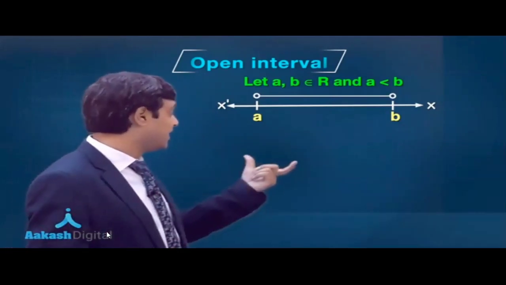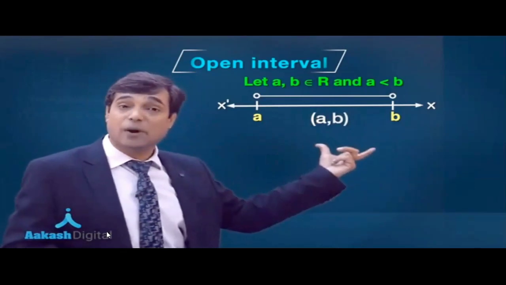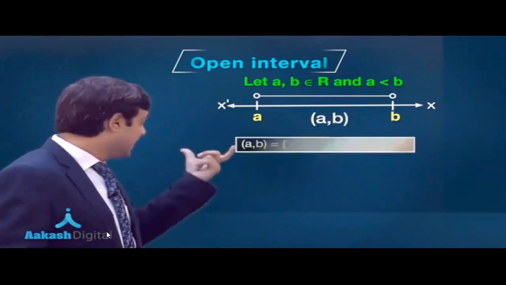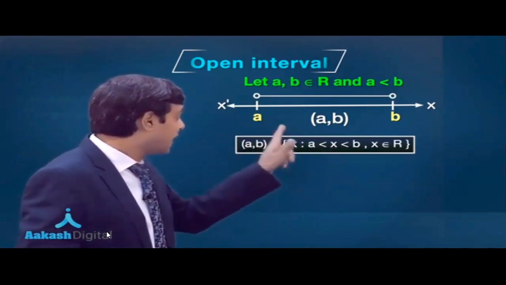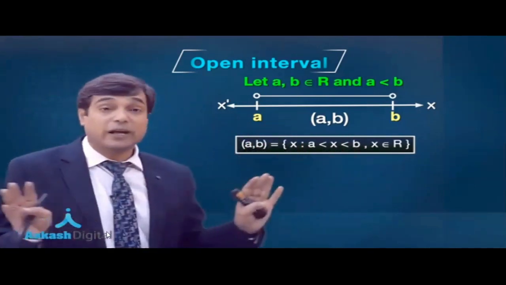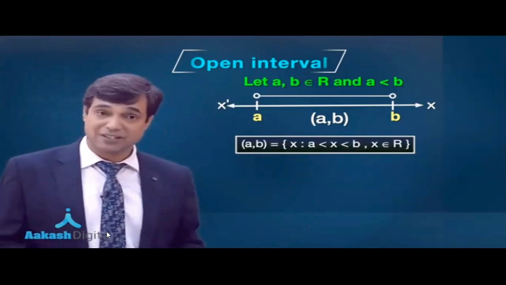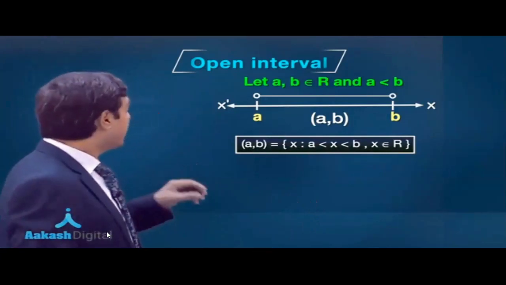And how is it being represented? It is being represented in parenthesis A comma B. We can also write it as A comma B. This is equal to X such that X is lying between A and B, excluding both endpoints. I am sure this is clear.